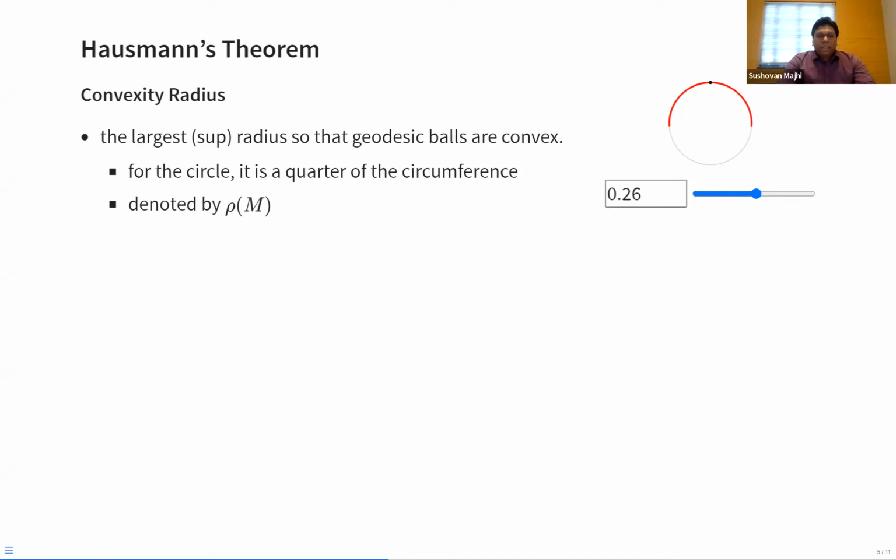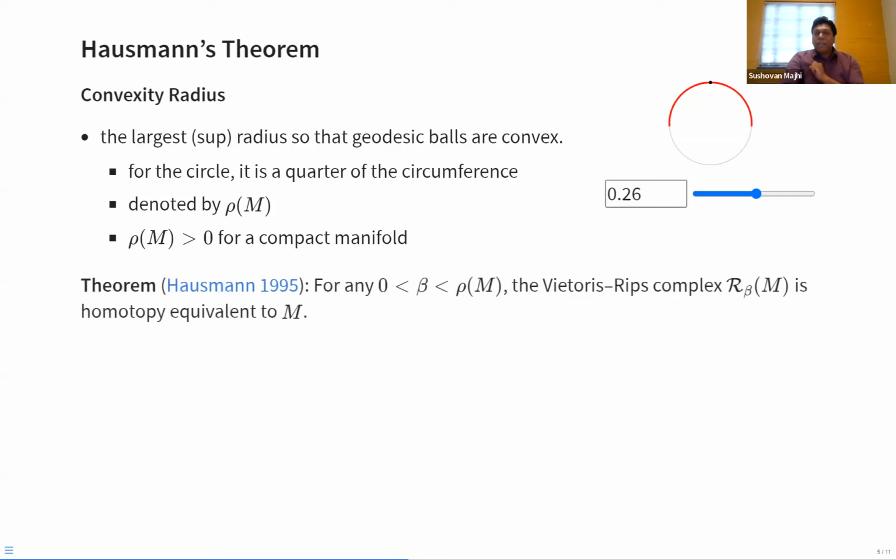We'll denote today the contextual radius by rho of M. One can also easily, with some calculation, see that if you have a compact manifold, the contextual radius is a positive number. Now, contextual radius is going to show up in Hausmann's theorem. Hausmann's theorem doesn't really help directly with any finite reconstruction, but it will implicitly help us. And also, it's very easy to state.